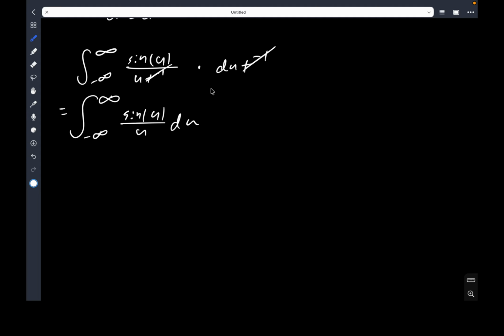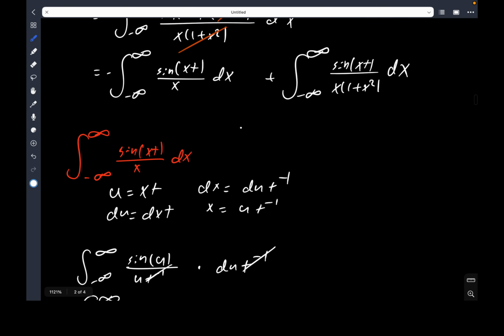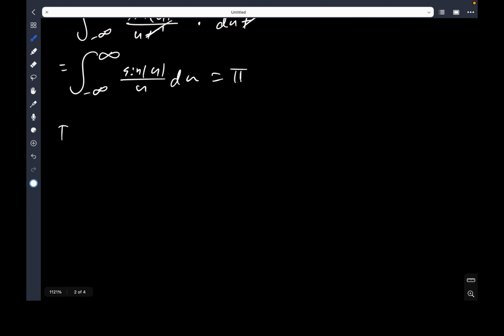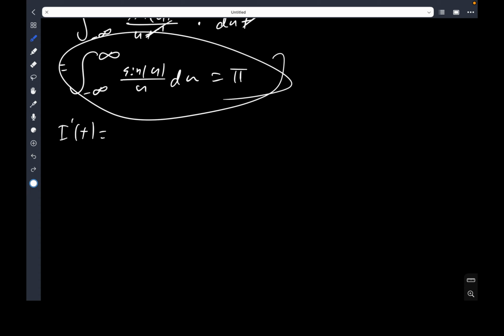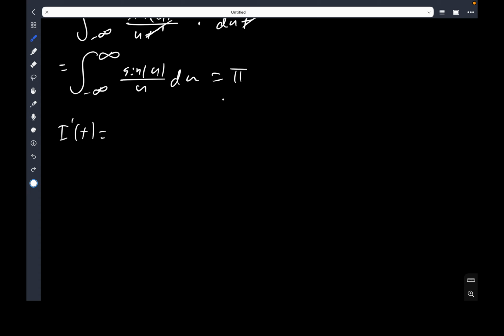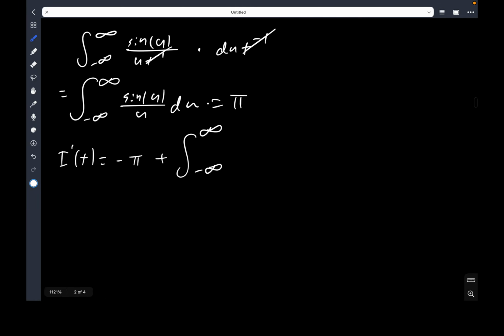And actually this integral has an exact value, which I derived in my other video, and its value is pi. You can go and see that video if you feel confused about this integral right here. It's a very long proof, so I'm not going to prove it all here because it takes a lot of time. Thus, my integral is going to be negative pi plus the integral from negative infinity to infinity of sine of xt over x times 1 plus x squared dx.